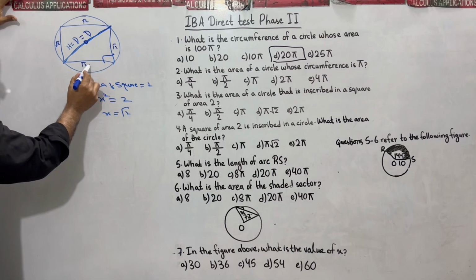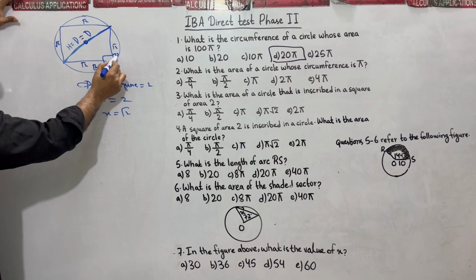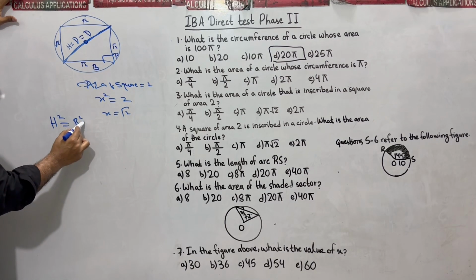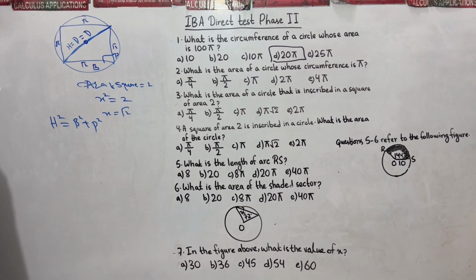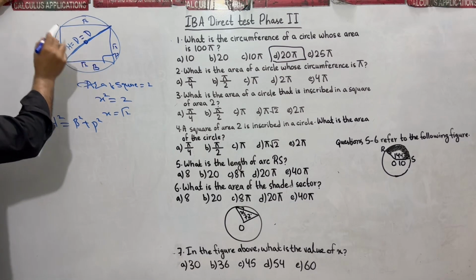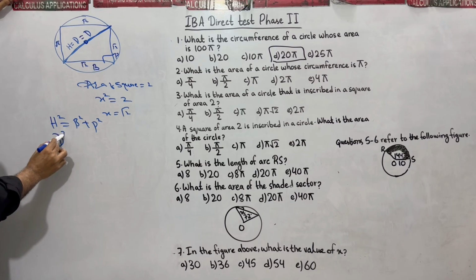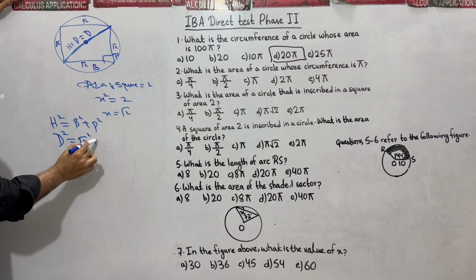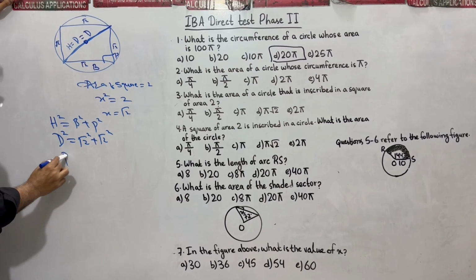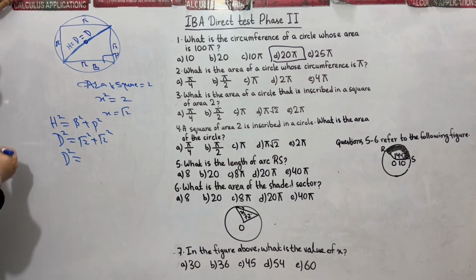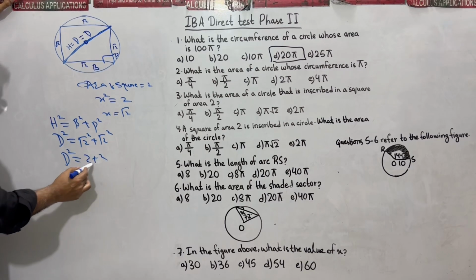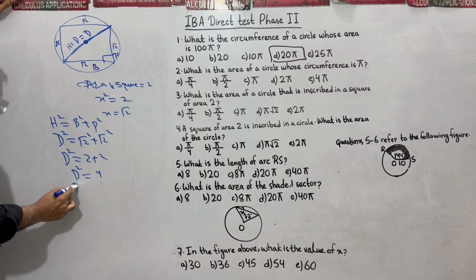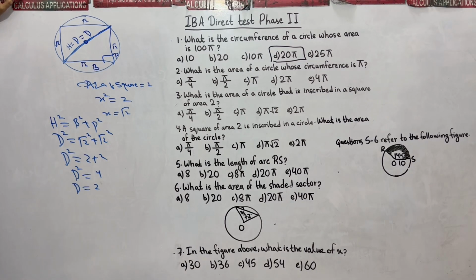Applying Pythagoras theorem. That's our base, that's our perpendicular, that's our hypotenuse. We have h square is equal to b square plus p square. Hypotenuse, diagonal, diameter all are the same. Let me write d for diameter. Base is under root 2, square. Perpendicular is also under root 2, square. So diameter square, or diagonal square, or hypotenuse square is equal to 2 plus 2. Diameter square is equal to 4. So diameter is equal to 2.